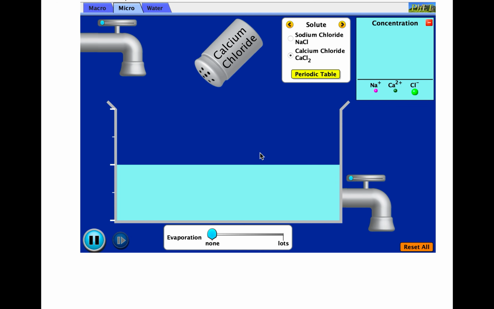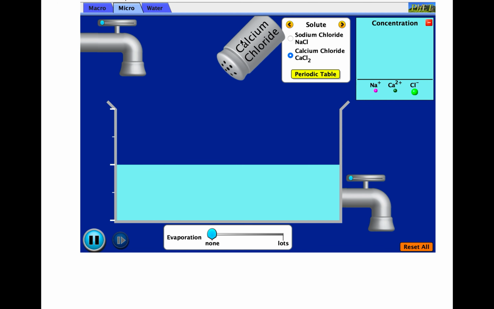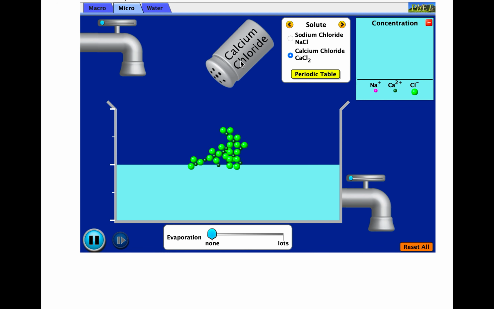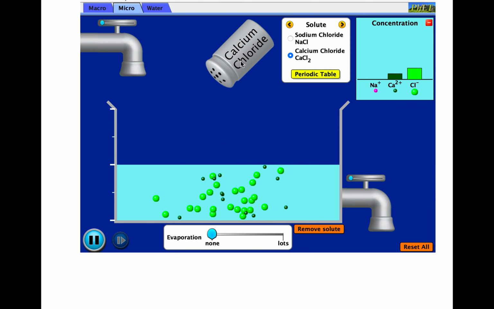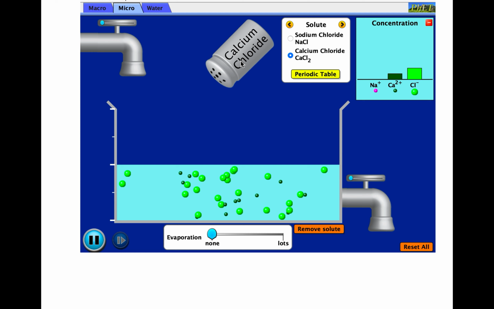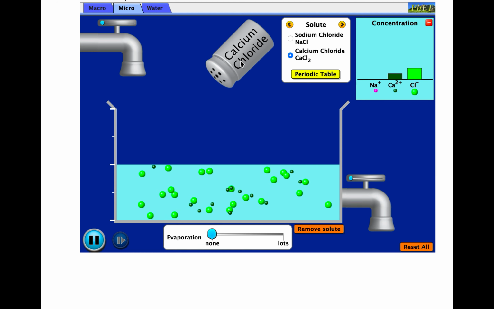Let's look at an example. The solute is calcium chloride. There's a particle level description for how it dissociates, and we have concentration data.